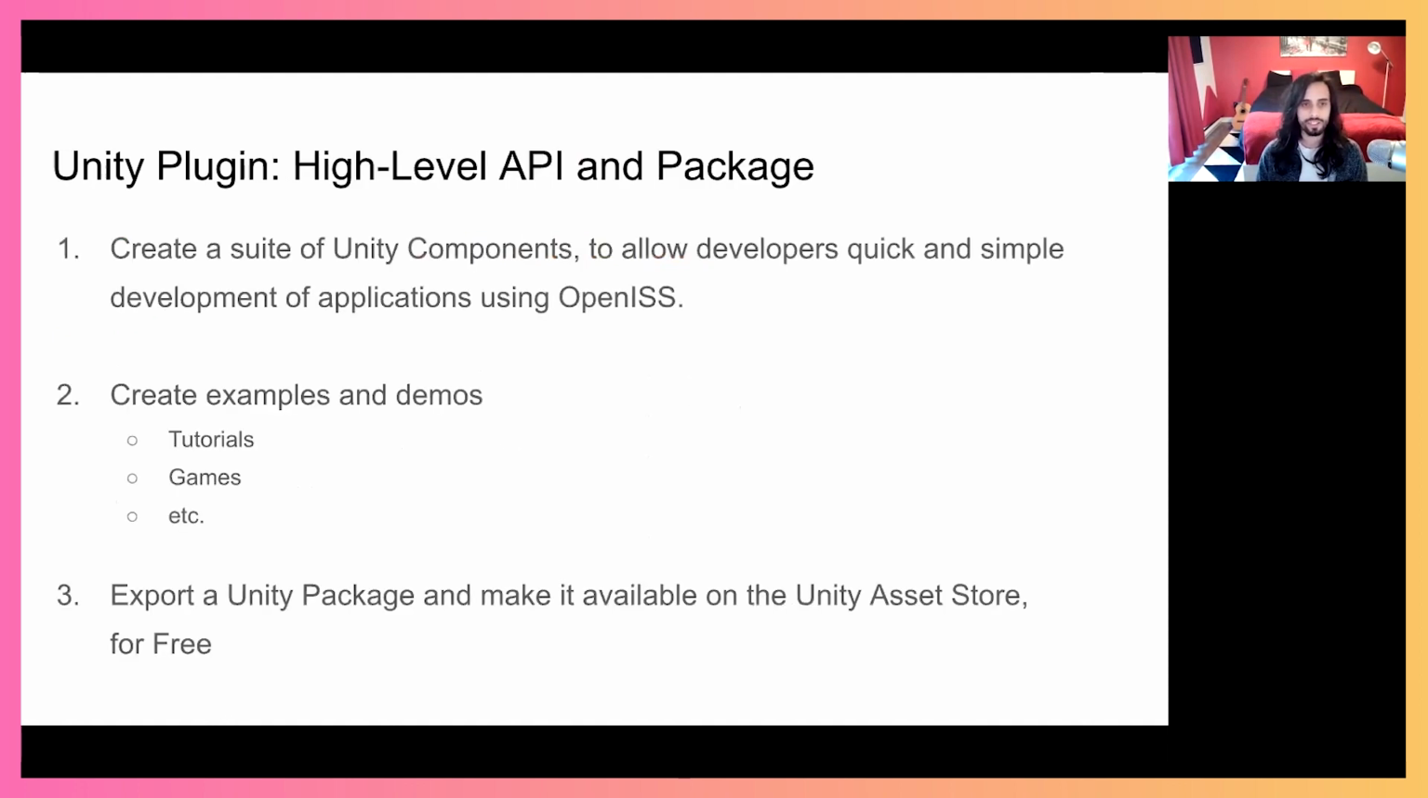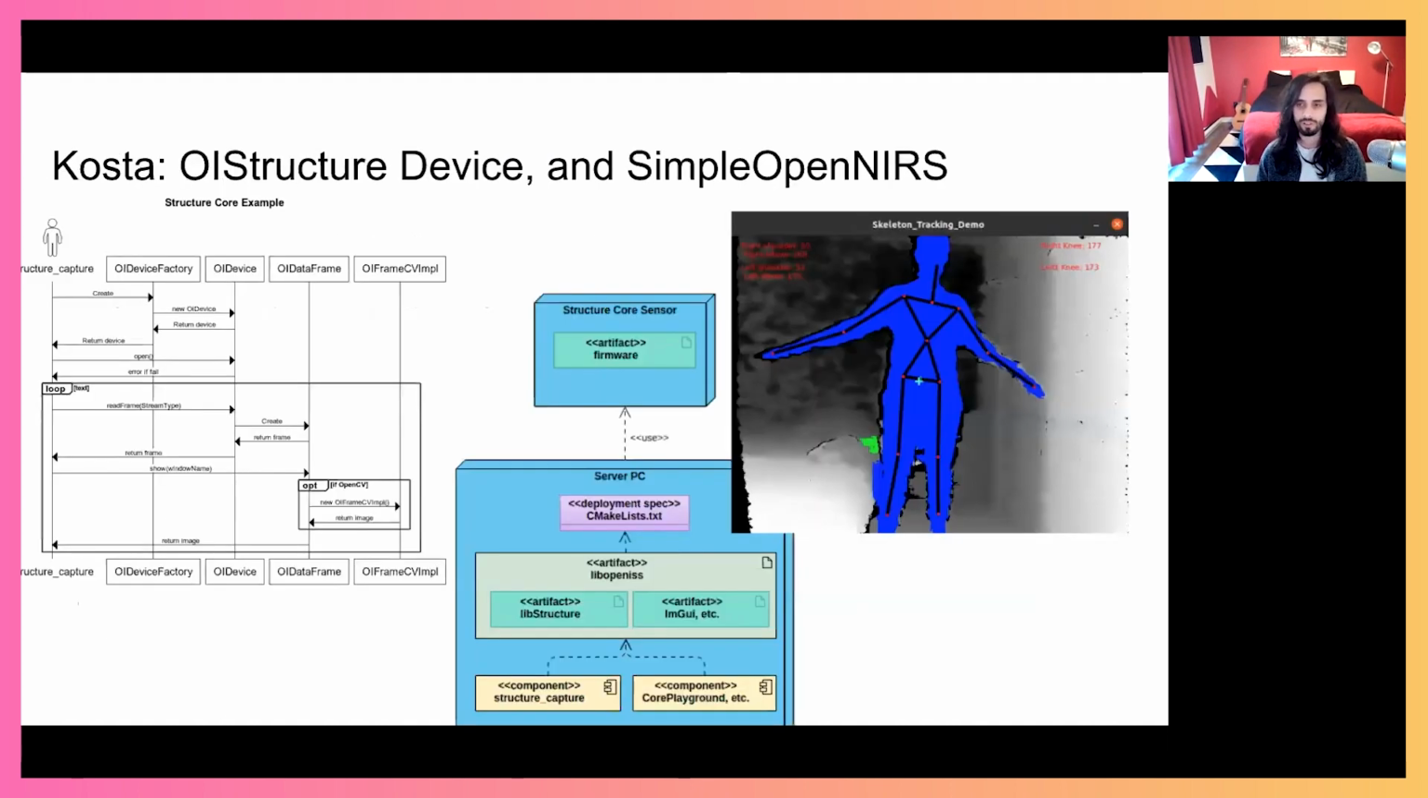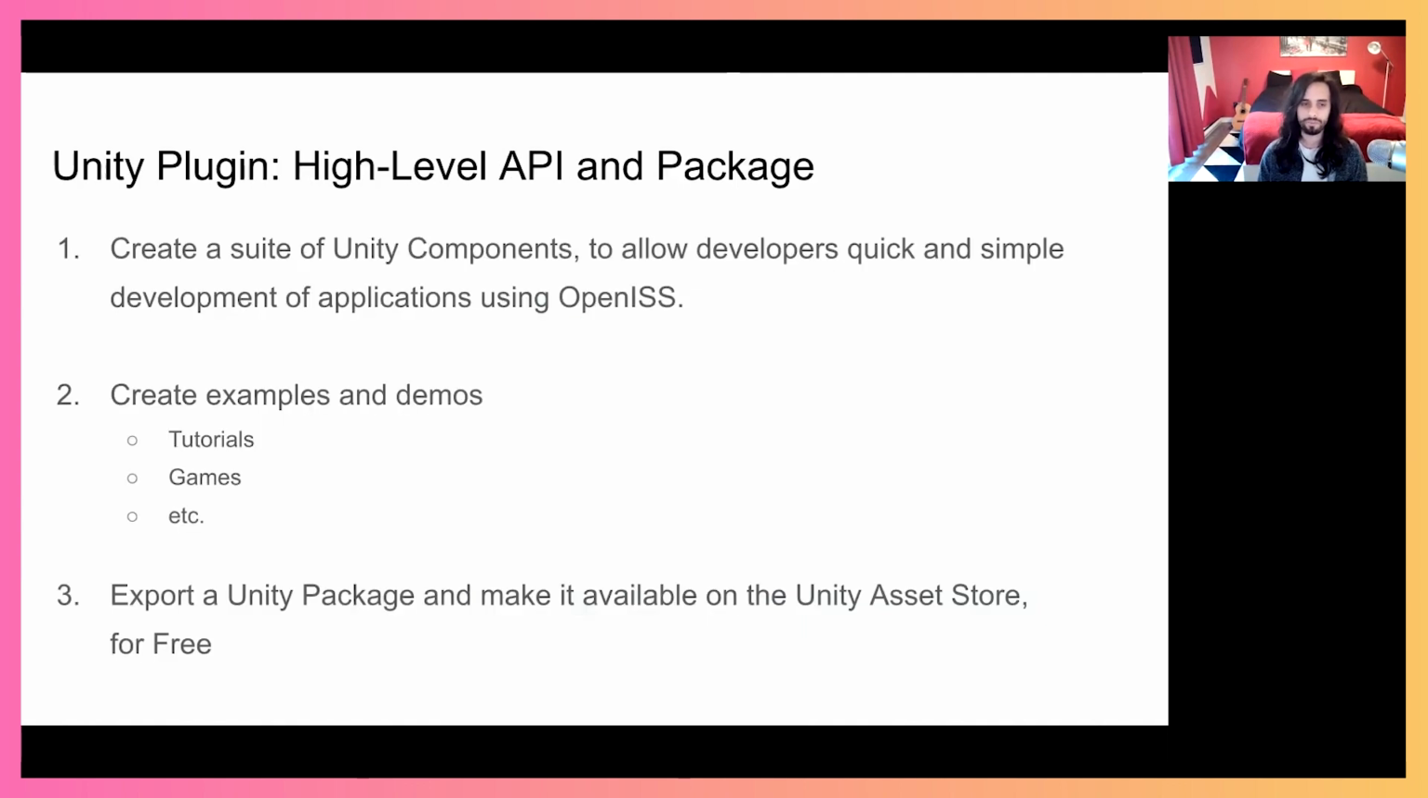Our final goal here is to develop a high-level API and Unity package, meaning that we want to develop a suite of Unity components which are really easy and practical and quite abstract for developers to use OpenISS in their Unity applications, as well as C# applications thanks to our wrapper. And to help guide developers through this, we want to create a suite of tutorials, games, and other applications, document all of that, and make it all available for free as a Unity package on the Unity Asset Store.